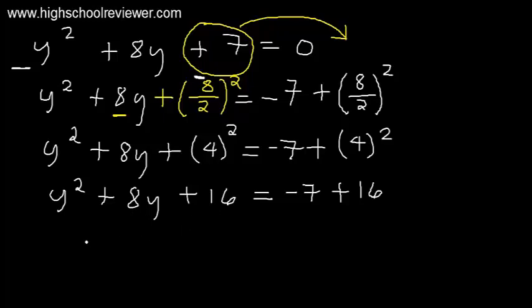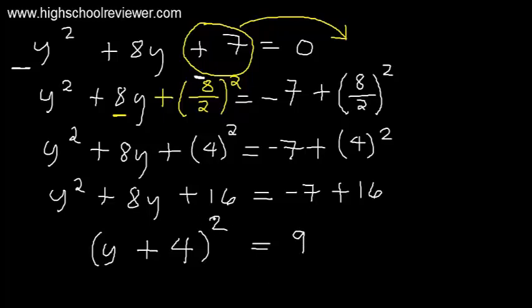This is already a perfect square. So to factor this out, the factor of y squared as a perfect square will be y. And since this is positive, this will also be addition. And the factor of positive 16 as a perfect square is 4. And then raise the quantity to the power of 2. Negative 7 plus 16 is positive 9.